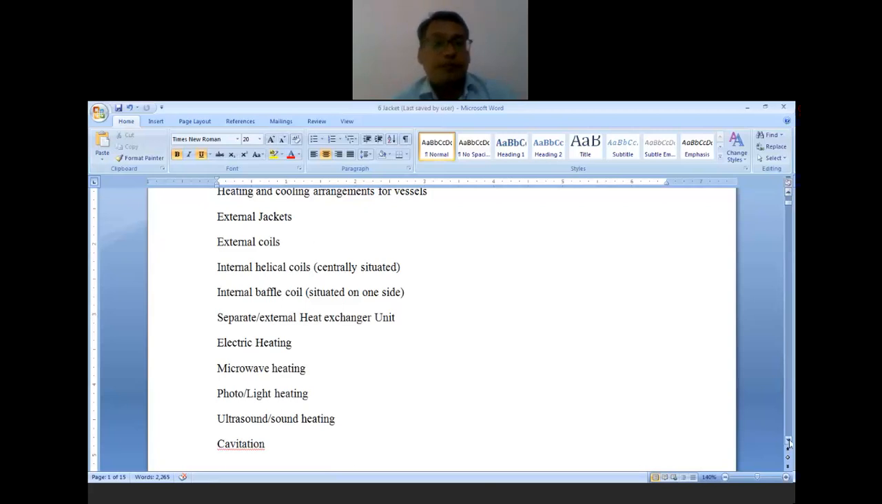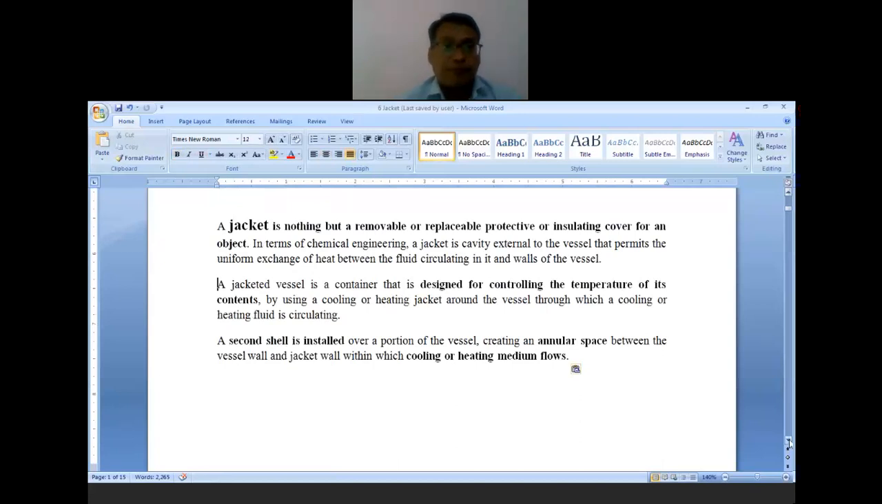Maintaining the reaction temperature is very essential to get the desired product at the specific kinetic conditions of temperature and pressure. So it is very essential to maintain the desired or fixed temperature at which you get the specified products with minimum side reactions. So these heating and cooling arrangements are necessary. In this topic we are going to discuss the jackets and coils in detail.